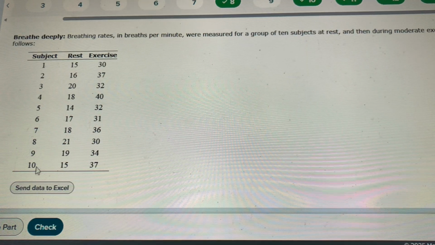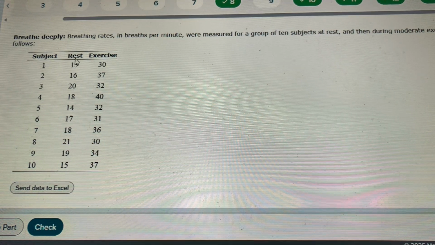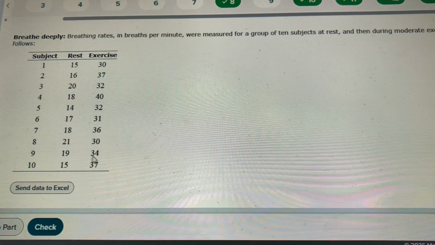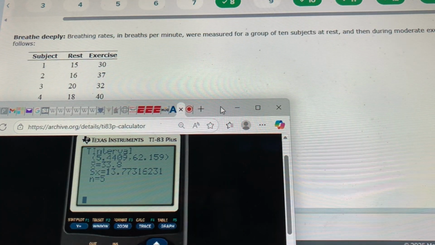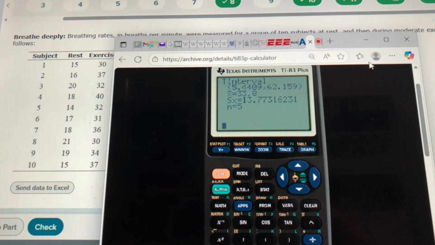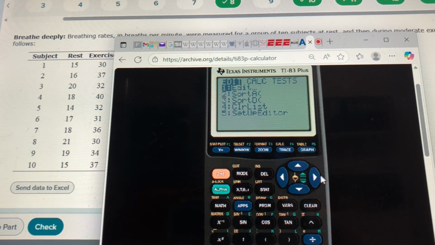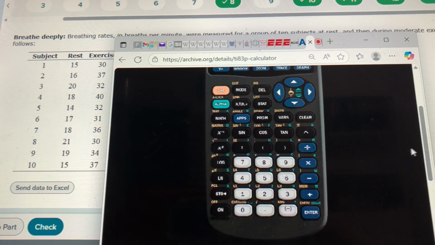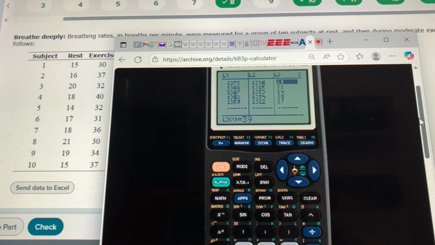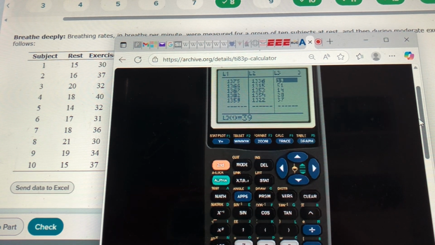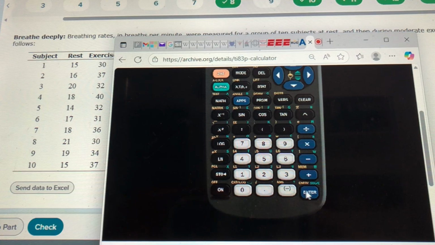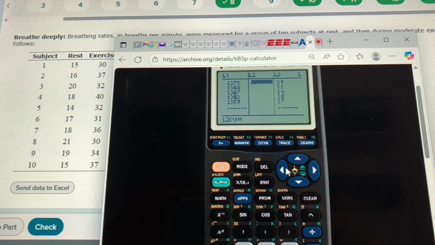So there's 10 subjects, 1 through 10, and that could be their names, so we're not going to use the 1 through 10. Put the rest data in L1 and put the exercise data in L2. Stat, go down to edit, press enter. So here's a new problem with L1, L2, L3. You can clear L3 out if it bothers you, but I only clear out list 1 and list 2. Clear, enter. Now go over to list 1, go up to the top, clear, enter.